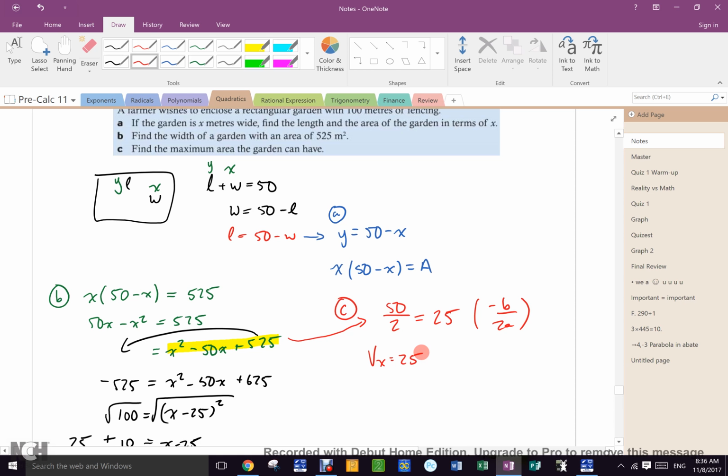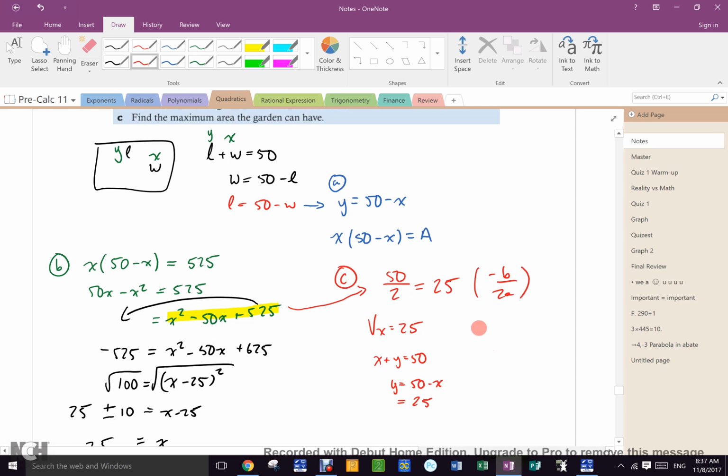Right? So if my x is 25, what's my y? Because remember, x plus y has to equal 50. Y equaled 50 minus x. So what is it? Y equals 25 as well. If x equals 25 and y equals 25, then my area is x times y, so it's what? 625. That's the biggest garden I can enclose.